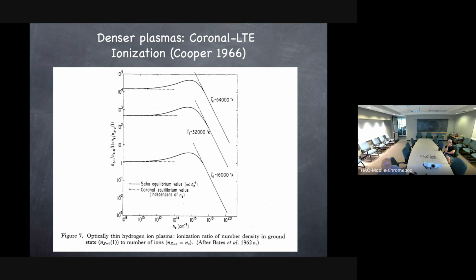Okay, and this is a figure from David Bates et al. Bates was part of the British group: Massey, Seaton, Bates, Kingston. There's a whole lot of people that work on plasma diagnostics here, and again, it's summarized in Cooper. So what we've got here is the ratio of the number density in the ground state to the number density of ions.